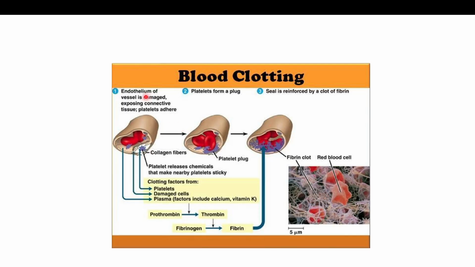Okay. So the very first thing that is happening is the endothelium of the vessel is damaged. Connective tissue gets exposed, and platelets release certain chemicals that make the nearby platelets sticky. Eventually, a platelet plug is formed, and the chemicals released from platelets, damaged cells, and even plasma help in activating the blood clotting cascade and thereby forming fibrin. The fibrin clot is formed, and the platelets form a plug. The fibrin clot is formed, and the opening or the wound is sealed.